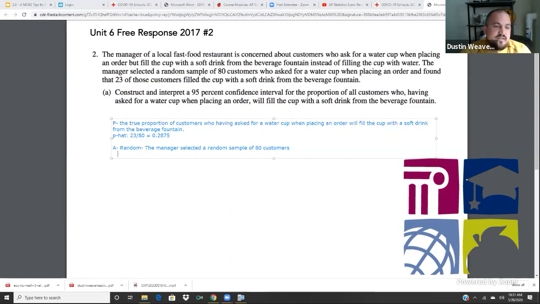So it is random. So we got our next condition, independent. We assume there are more than 800 customers. And then normal, we say N P is greater than or equal to 10. In this case, that would be 23 is greater than or equal to 10. And then we say N times (1 minus P) is greater than or equal to 10. Well, 80 minus 23 is 57. We would say 57 is also greater than or equal to 10. So it passes all three conditions. So all of our assumptions are met.